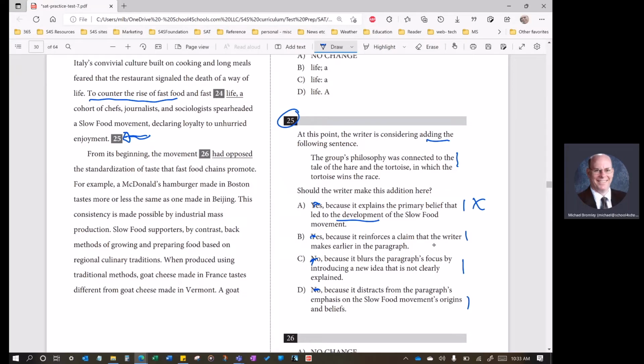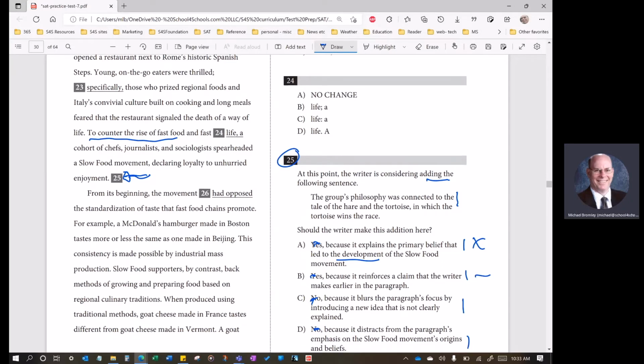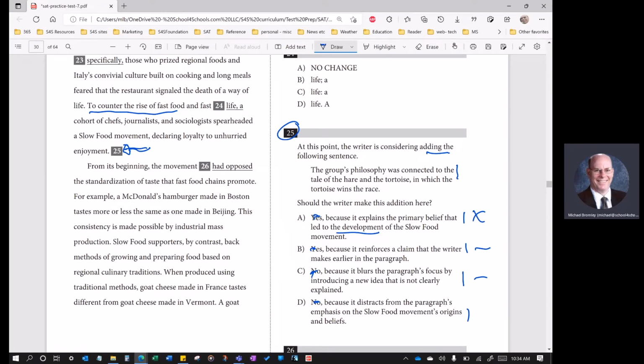It reinforces a claim that the writer makes early in the paragraph. Okay, maybe it does, maybe it doesn't. I don't see anything about slow and steady wins the race, right? Maybe. So let's say I can't eliminate that. Then I go, no, because it blurs the paragraph's focus by introducing something not clearly explained. It probably does that, right? And no, it distracts from the paragraph's emphasis on slow movements, origins, and beliefs. Now, what at this point? Okay, maybe I can or can't eliminate that. It distracts from the paragraph's emphasis on the slow movements, origins, and beliefs.